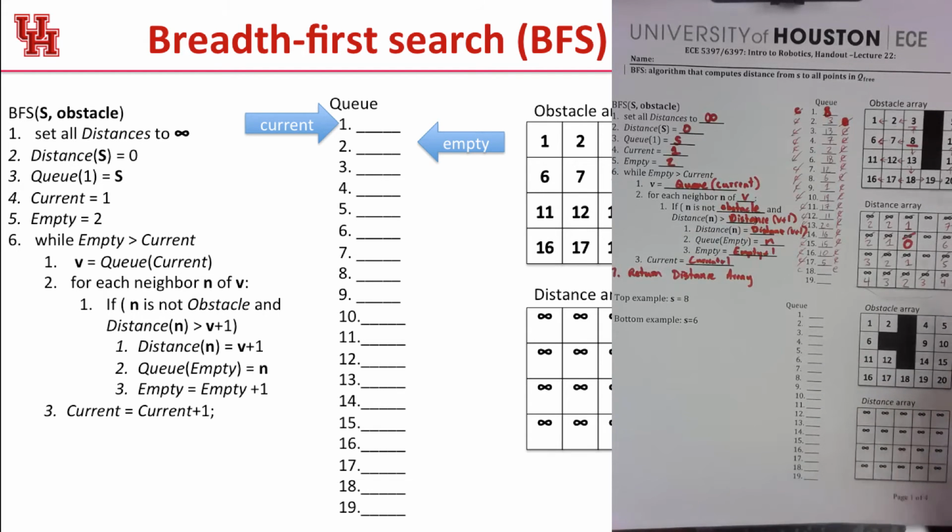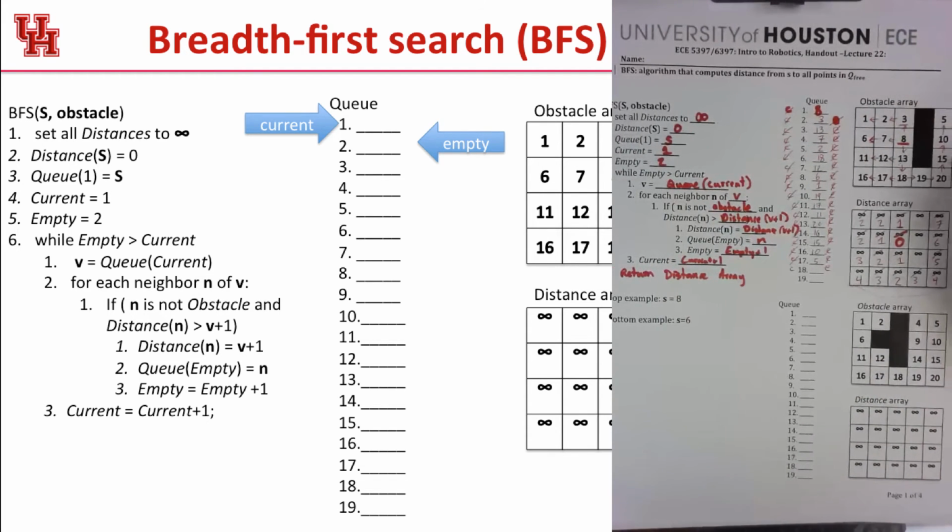Let's say I want to know the fastest way to get from 15 to S. Well, I go to 15 in my distance array, and I find the smallest number that's near it. What we're really doing is following the gradient. The smallest number next to it is going to be 4. The smallest number next to 4 is 3. The smallest number next to 3 is 2, 1, 0. And so our path is just going to follow that gradient. So from the distance array, we now have the shortest path to S from any point in this whole distance array.